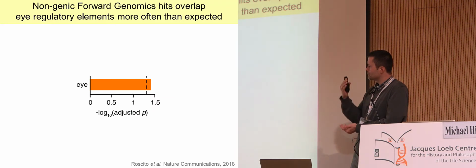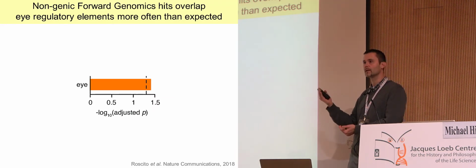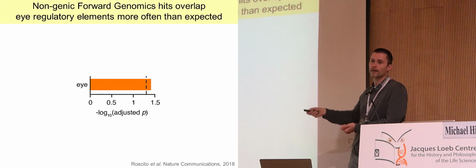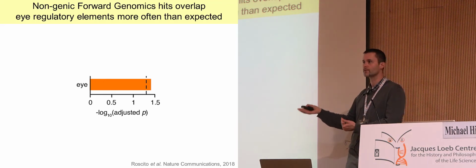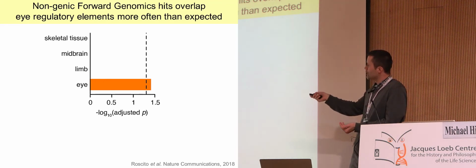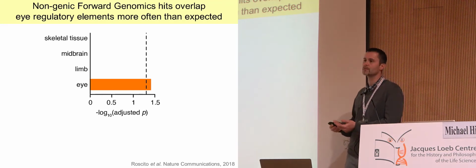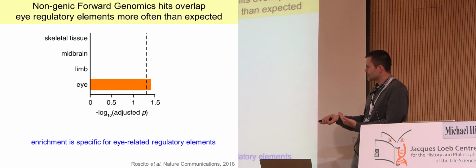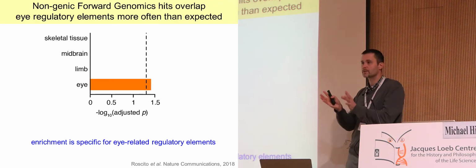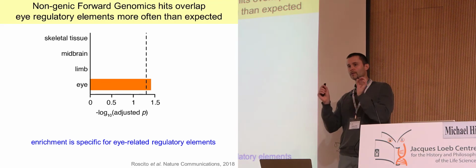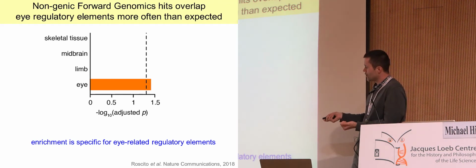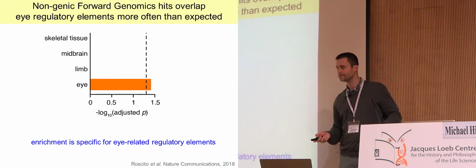When we then do this overlap between the diverged CNEs and our eye ATAC-seq data, we see a significantly higher overlap than what you have for the non-diverged CNEs. And when we look at our limb or midbrain data, or also publicly available data of, for example, skeletal tissue, we don't see any preferential overlap. So this tells us that the diverged CNEs are enriched in genomic regions that are eye regulatory elements in mouse, and this enrichment appears to be rather specific for eye-related regulatory activity.